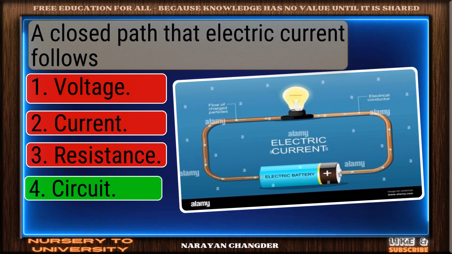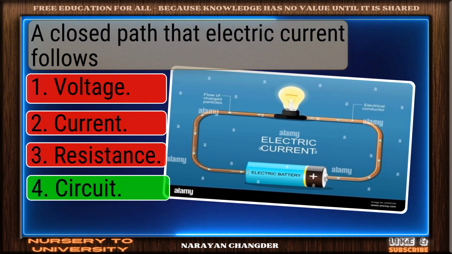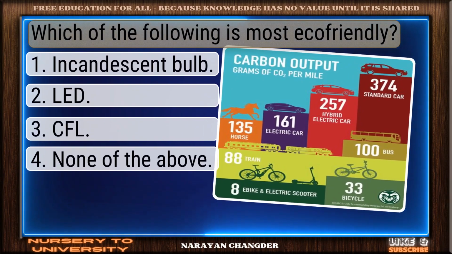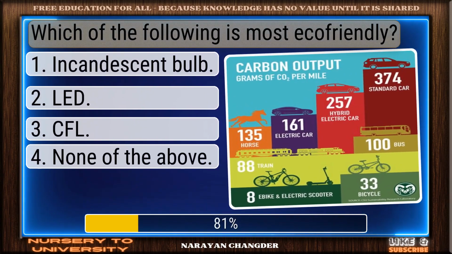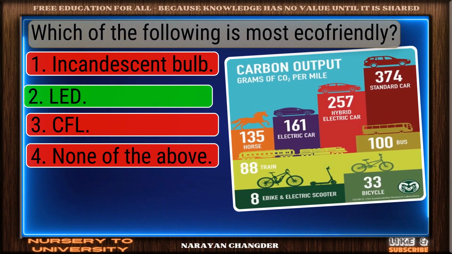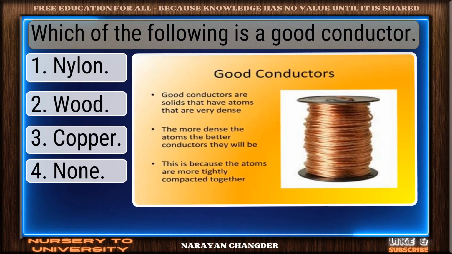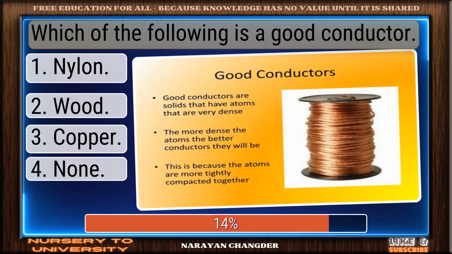Right again. Circuit is a valid answer. Question number 114. Which of the following is most eco-friendly? Good thinking. Lead is the right answer. Question number 115. Which of the following is a good conductor?